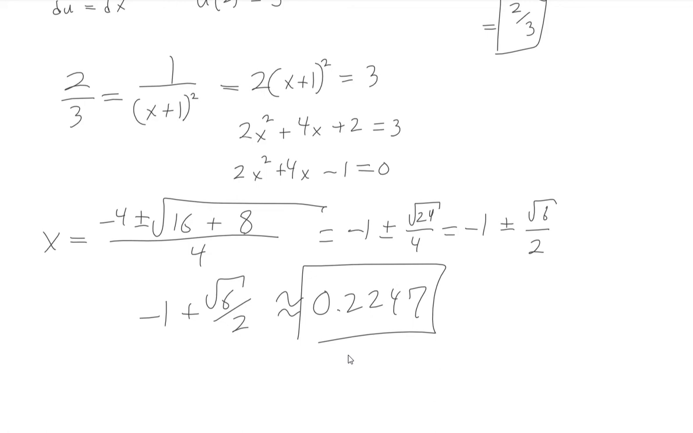And if you do happen to have a calculator, you should be able to check that. That's our proposed value where it equals 2/3, so let's plug that in. 1 over 0.2247 plus 1 squared. I get 1 divided by 1.2247 squared, and we get approximately 0.6667, or about 2/3.